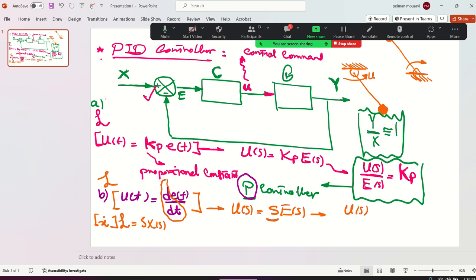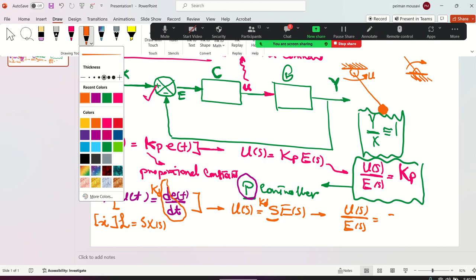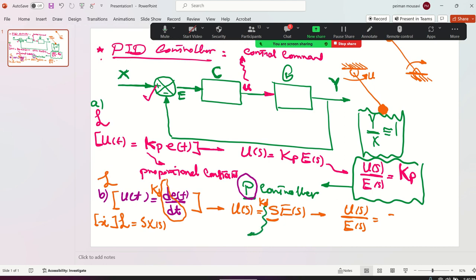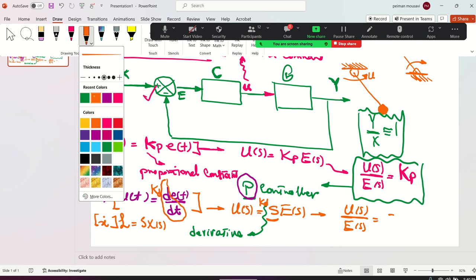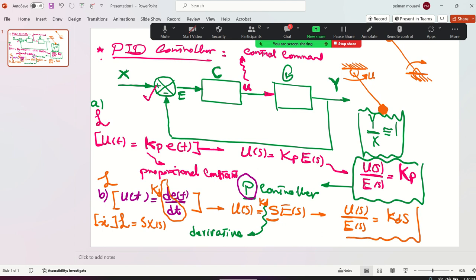So if U of s, the control command, over the error signal is, I forgot to put here, sorry, Kd, sorry guys, Kd, D is for derivative. Let me write here. This is for derivative gain. So if that is Kd s, you have a D controller, derivative, because you have s. Derivative gives you s. That's right. So this is the D controller.